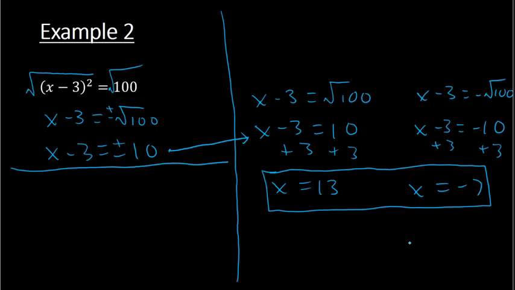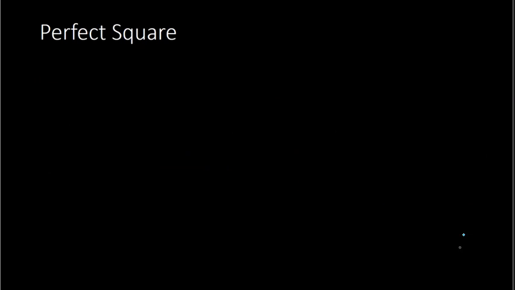At this point, we are going to transition into a little more difficult problems. Now, before we get to the more difficult problems, we first need to understand a quick concept. And that concept is the idea of a perfect square. When we say a perfect square, what we mean is something like x squared, or (x minus 3) squared, or (2x plus 1) squared. So something squared like this.